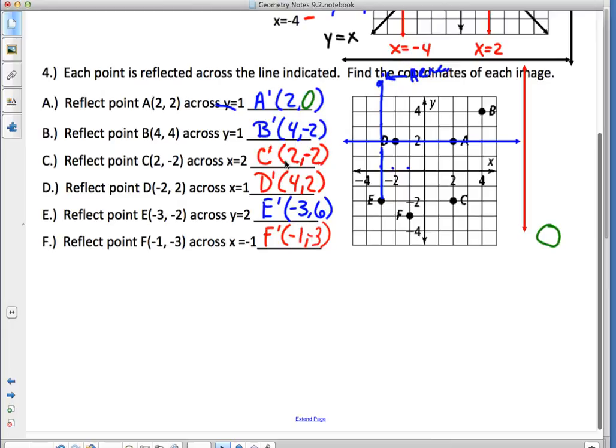X equals -1. Okay, so I got to go back to the x's. I got to flip flop. I'm going to clean up my board a little bit. I'm going to go back to the x's. X equals -1, and I'm talking about F. Well, F is right here. It's on the line, so it's still -1, -3. And that's the deal with horizontal, vertical lines, and reflections.